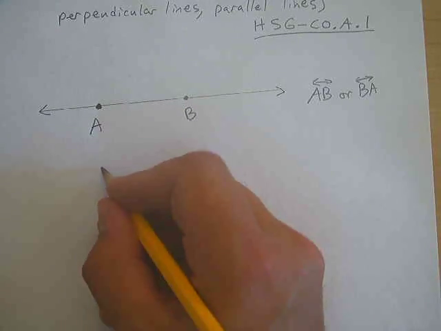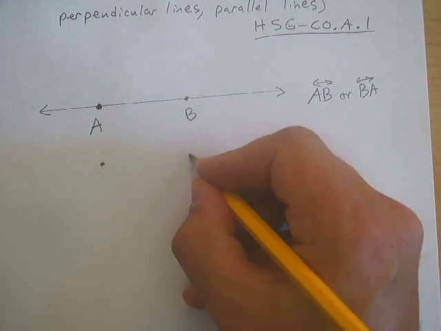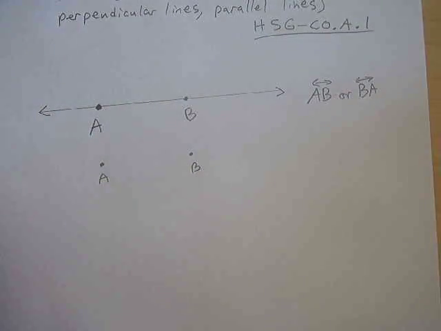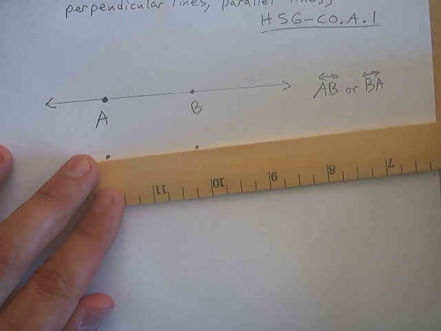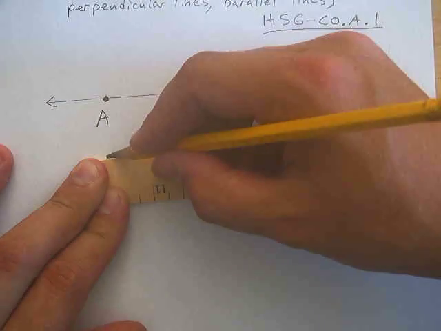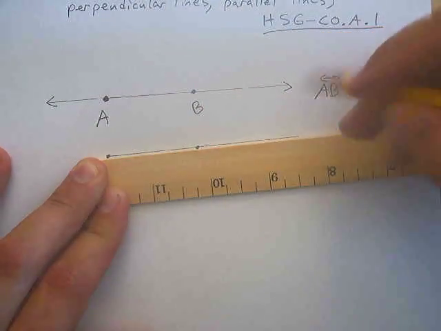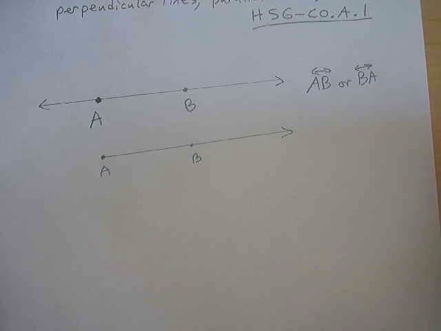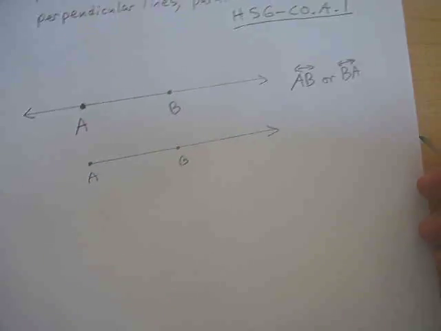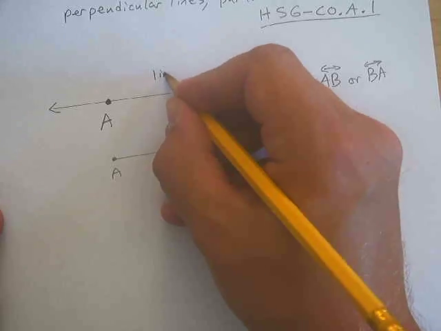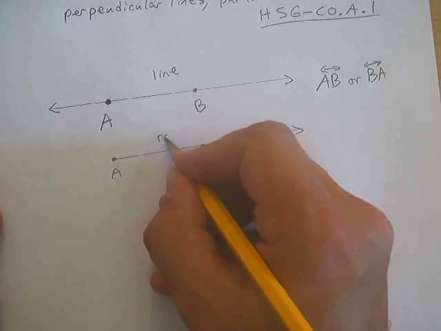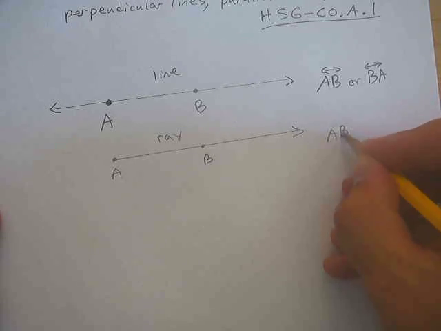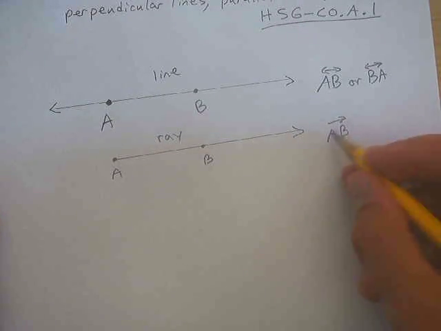Now if we take part of that line, from A to B, going this direction, let's say it starts at A and it keeps going through B and never stops. This is called a ray. So this was a line up here, and this is a ray, represented as ray AB.